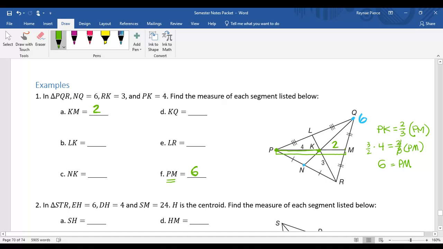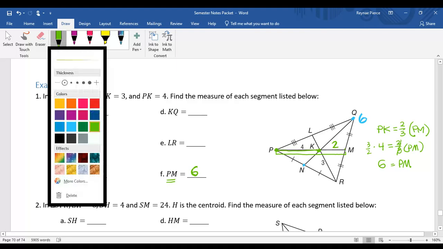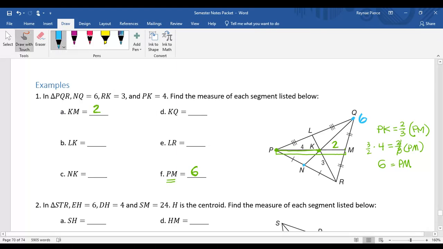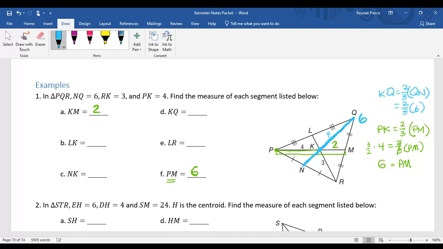Now K to Q is the next one we're trying to find. We already know that from Q to N is 6. So Q to N is our whole segment. K to Q is 2/3 of that whole line segment QN. So 2/3 of 6 means that K to Q is 4.